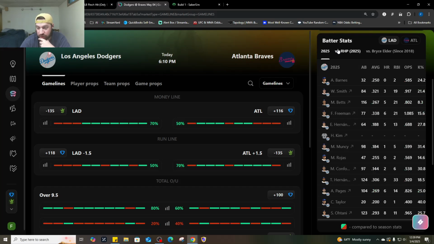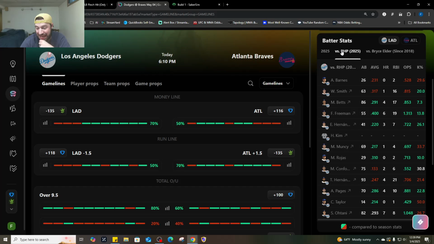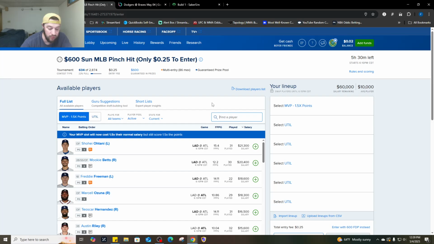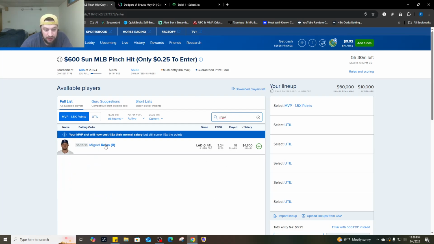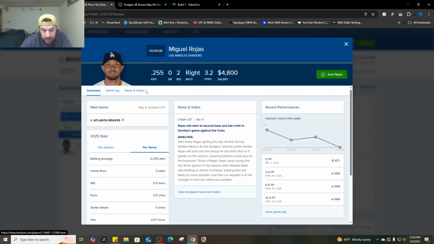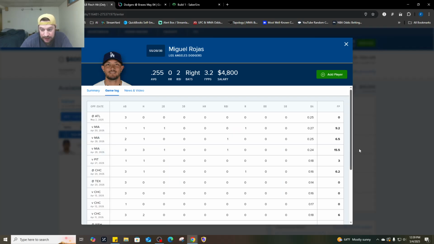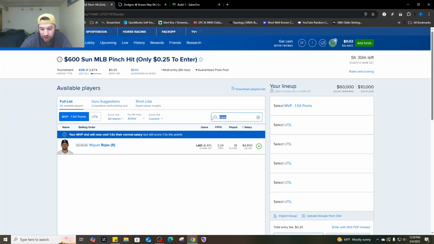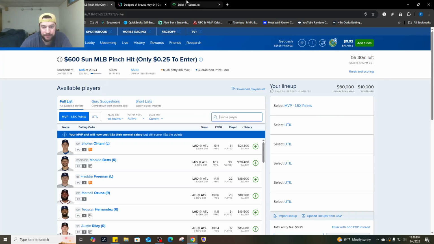Miguel Rojas batting .255 against righties. He's batting .310 overall. Rojas could be sneaky. I'm not saying he will be, but he could be. Second base, shortstop, and third base eligible. You look at game logs, like had the home run there against Miami, then not much. So I probably wouldn't go that far down.